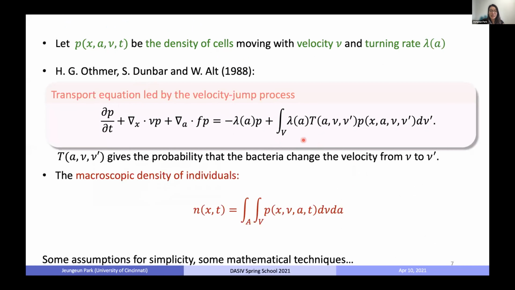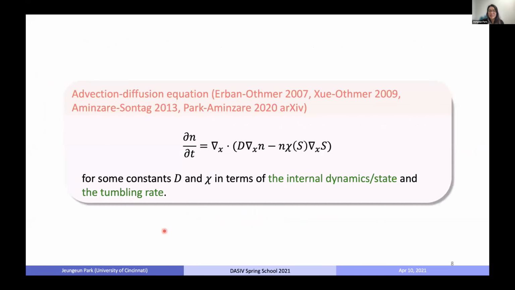And if we introduce the macroscopic density of cells, by integrating this P over all possible velocities and all possible internal dynamics, then we can finally define the macroscopic variable, the density of the cells. And then using this and some mathematical tools, we can derive an advection diffusion equation as follows.